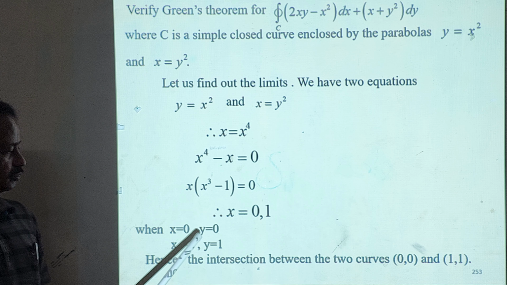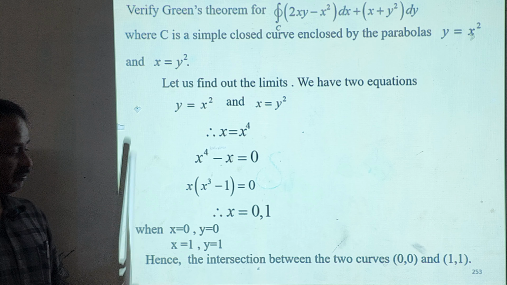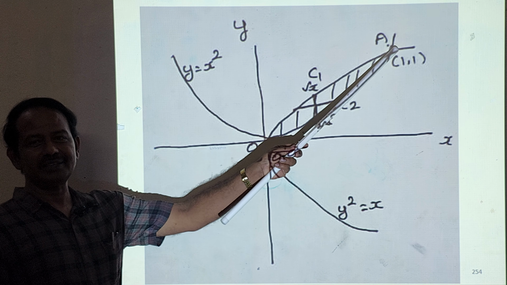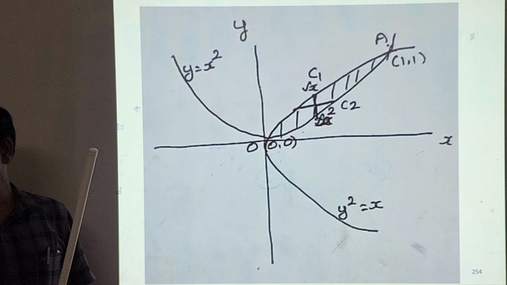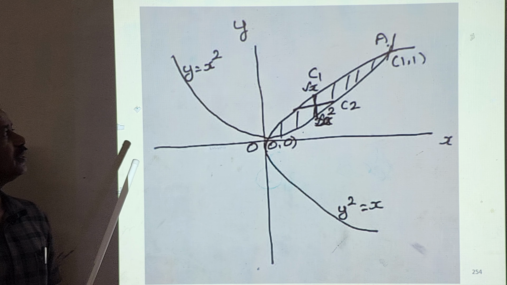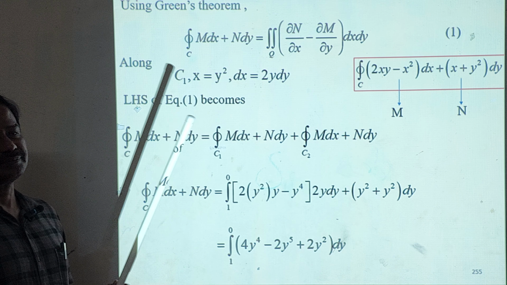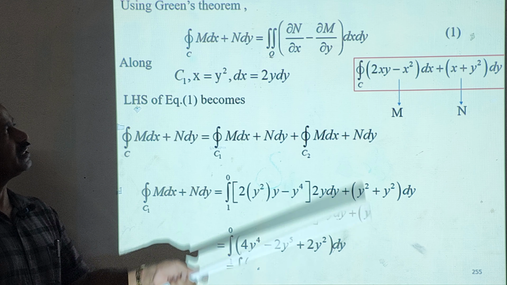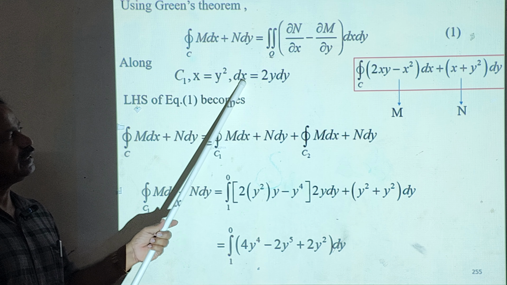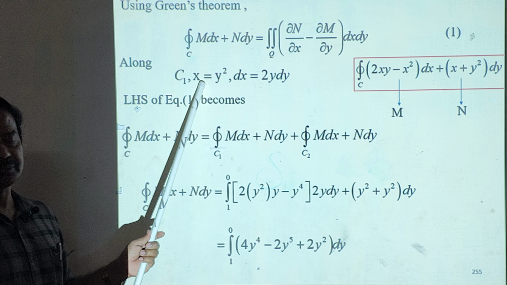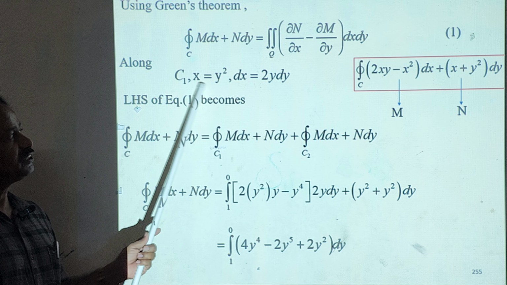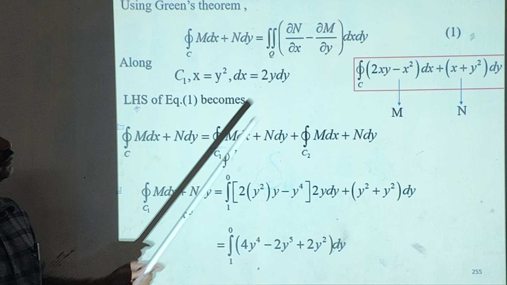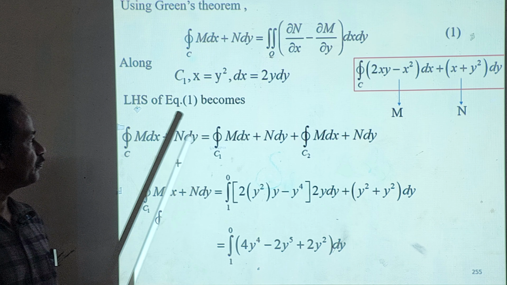If x equal to 0, y equal to 0. If x equal to 1, y becomes 1. So we have the limits 1, 1 here. It is 0, 0. Is it okay? Simple. Now using Green's theorem. So it is given as along C1, we are going to take x equal to y square. Just take this equation x equal to y square. Differentiating will give you dx equal to 2y dy. So this is for M and this is for N.